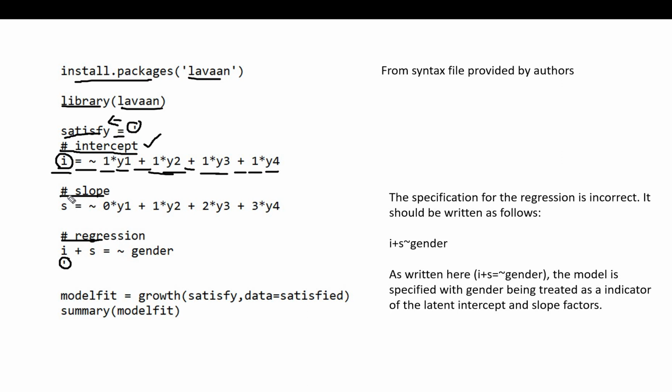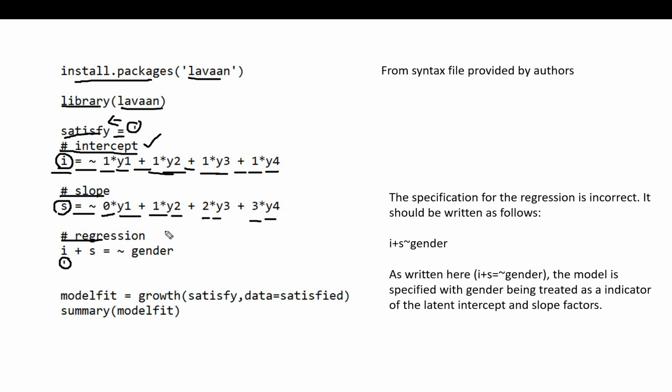So next, underneath the slope comment, you'll notice that we're designating a slope factor, or naming a slope factor, and then we have equals followed by a tilde sign. Then again, Y1, Y2, Y3, and Y4. But in this case, we're fixing the regression slopes for time 1 at 0, for time 2 at 1, time 3 at 2, and then time 4 is set at 3.